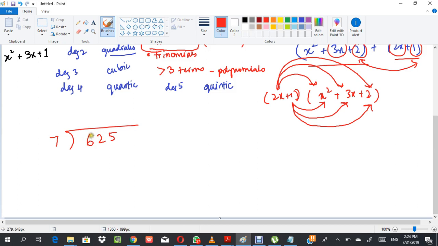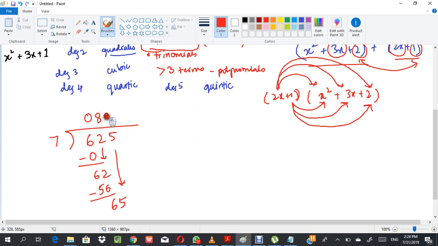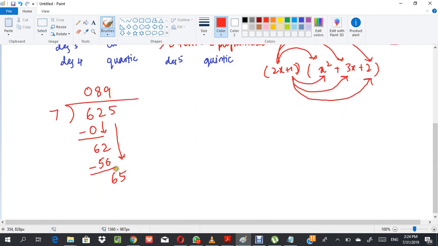6 can't be divided by 7. So I can write 0 here, and this 2 comes down. However, 62, the whole thing, can be divided by 7, and we have 8 here. We subtract 56, and we are going to get 6. So we have 5 here. And now we can have 9 here, and this 2 cannot be divided any further.